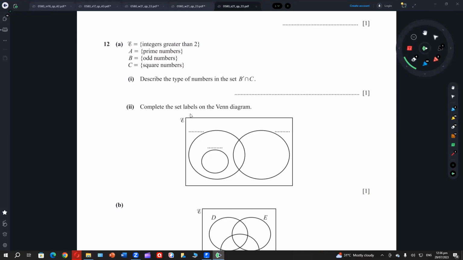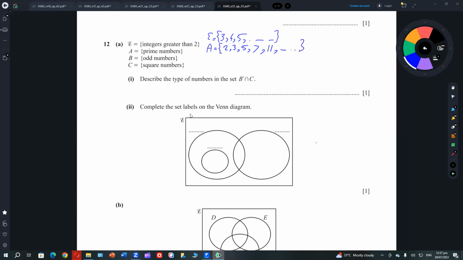Integers greater than 2. Prime numbers, odd numbers, square numbers. But integers are greater than 2, so any number will be fine here. The examiner is saying greater than 2, so 3, 4, 5. What should be the prime number after 5? 7. Oh, sorry, yes, 7.